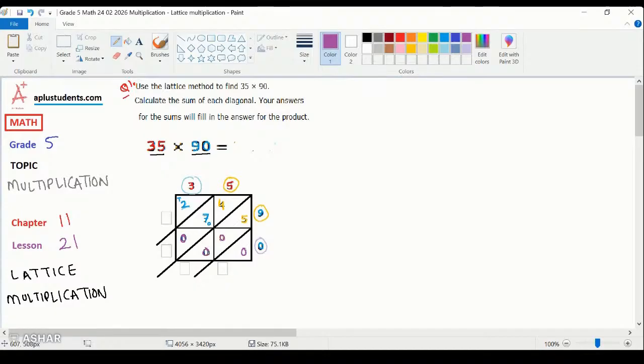So what we do is we add the diagonals. 0 comes down as 0. When we add these diagonals together, 5 plus 0 is 5. 7 plus 0 plus 4 is 11, right? We keep 1 over here and we carry 1. 2 plus 1 is 3. The answer should come out to be 3150. Agreed? Let's confirm. 35 multiplied by 90 comes out to be 3150.